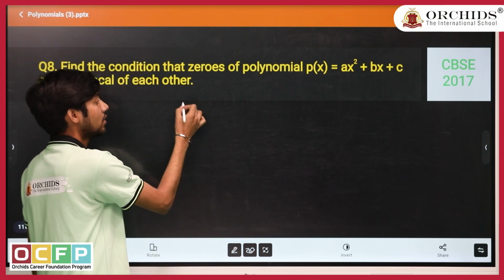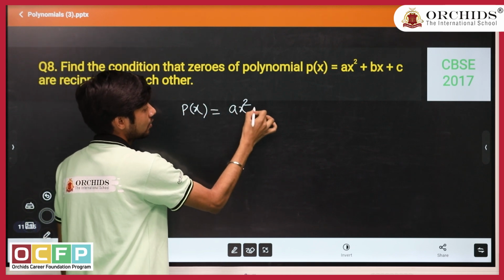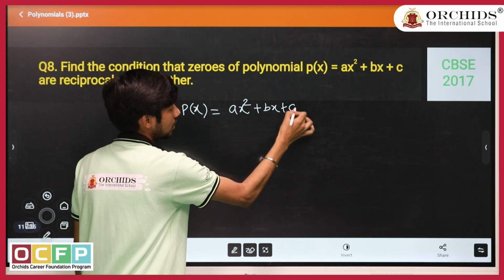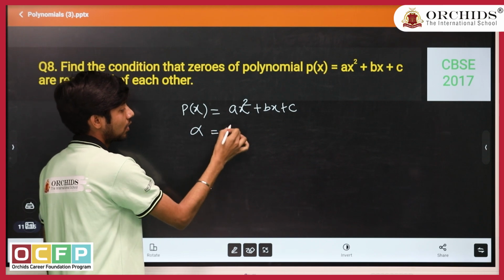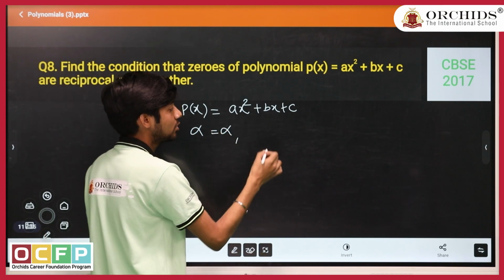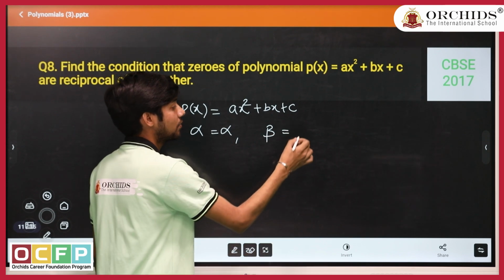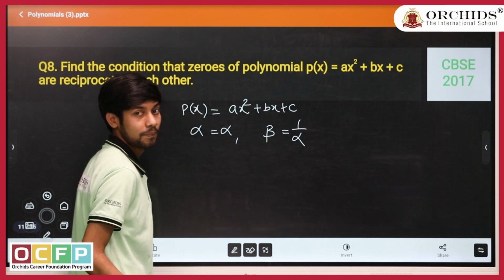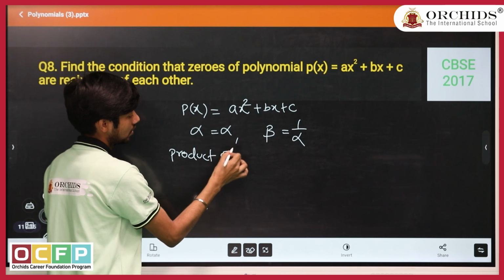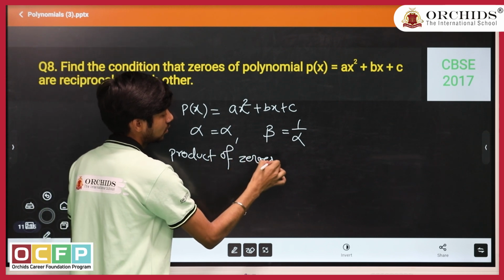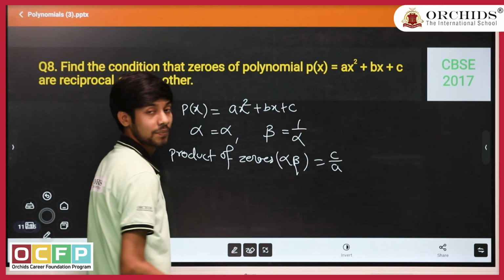So what is given here? A standard form of polynomial is given, p(x) is equal to ax square plus bx plus c. If we assume that the first zero of this polynomial is alpha and the second zero of the polynomial is beta, in the question it is given it is reciprocal of the first one, so we can write beta is equal to 1 by alpha. We know that product of zeros, that is alpha into beta, is equal to c by a.